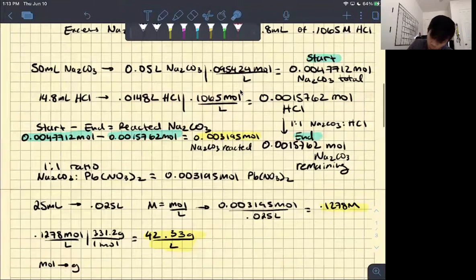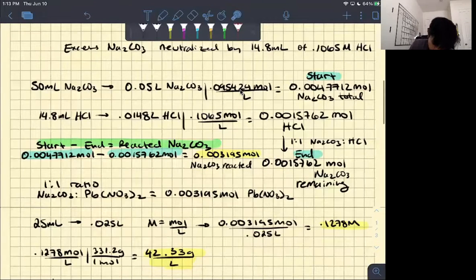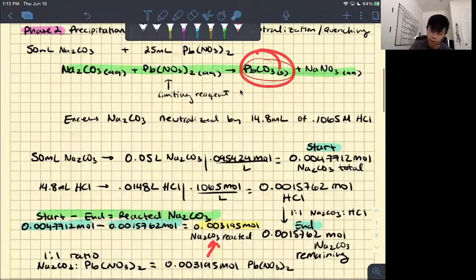So now what we do is we put this starting quantity and this ending quantity into this equation right here. So start minus end equals the amount of reacted Na2CO3. That makes sense, right? Well, we had to begin with minus what was left over. That difference tells us how much of that Na2CO3 actually reacted. So once we subtract these two values, we get this: 0.003195 moles of Na2CO3 reacted to form this precipitate.